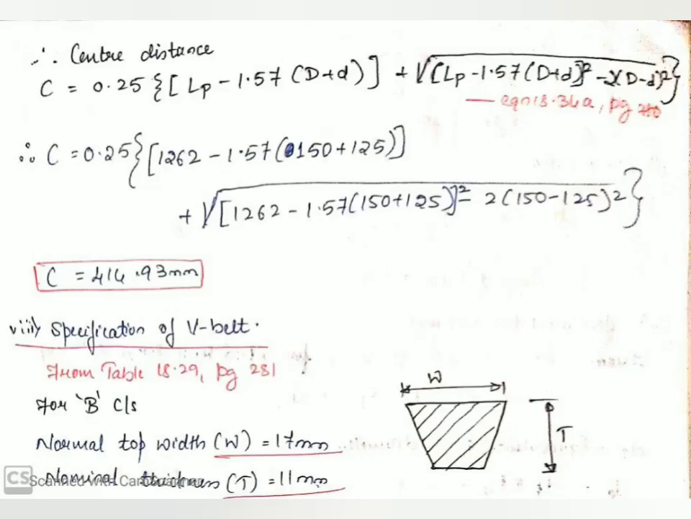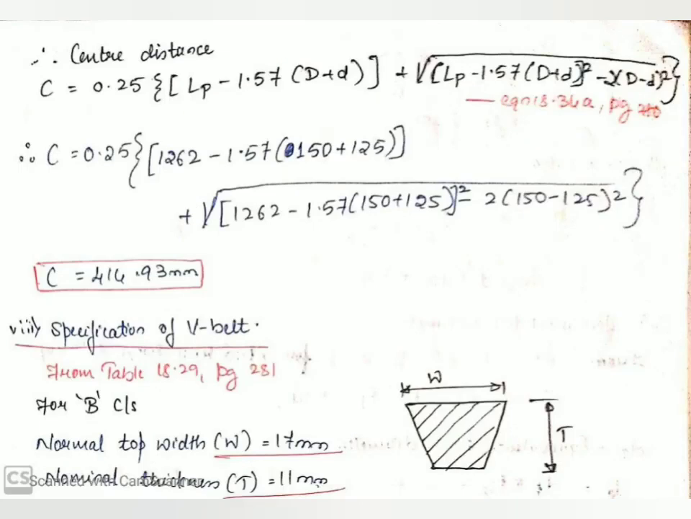Next step, once the number of belts is determined, is to determine the change in center distance. Since we have changed the length of the belt, if the length of the belt changes, your center distance also will change. For the nominal inside length, from table 18.46, page 292, the standard nominal pitch length for B cross section is given as 1262 mm.